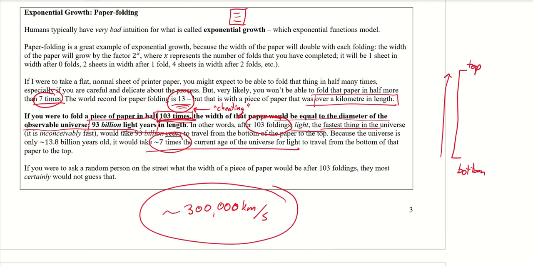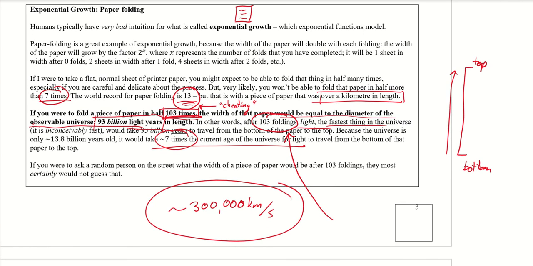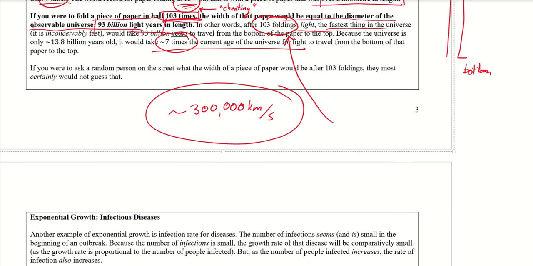Our brains can barely even approach an understanding of that kind of distance. And you get that kind of distance after only 103 foldings. That's what exponential growth is. It is inconceivably large once you get to even moderately large input values. So that is exponential growth.